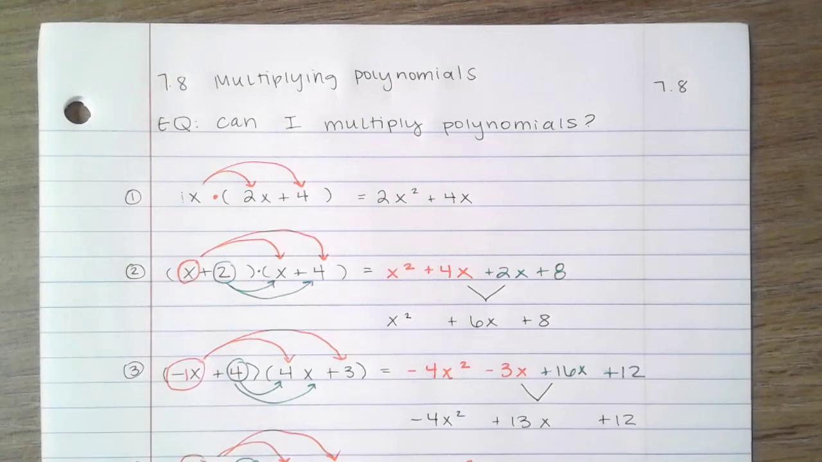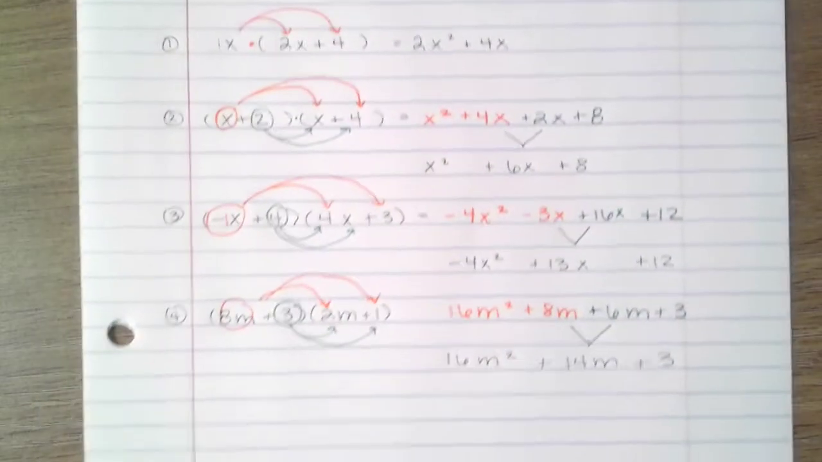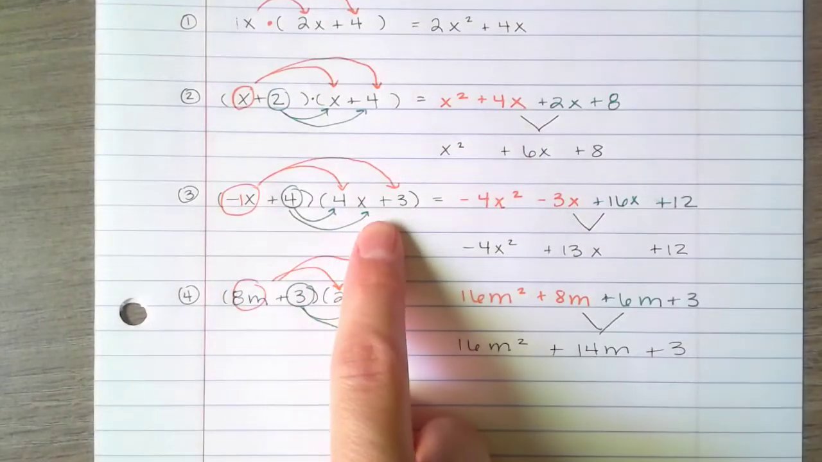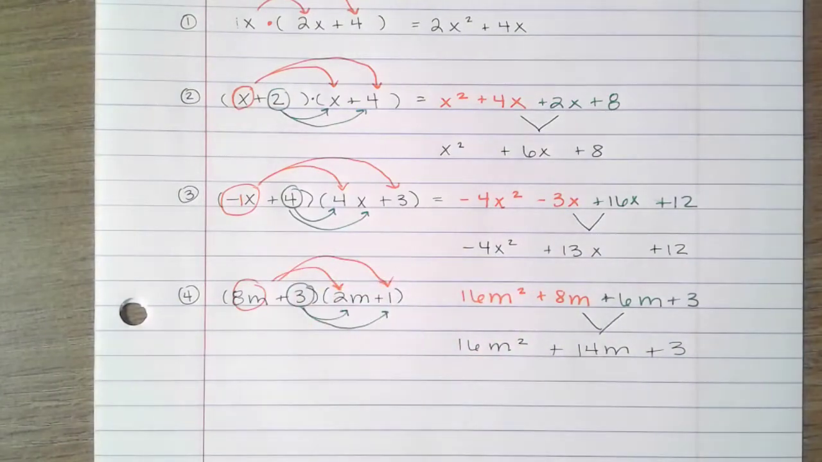Hello, algebra students. We are going to continue with 7.8 multiplying polynomials. We did a lot of binomial multiplied by binomial, and we're just going to show you a few different things that you might run into. So you might see a binomial multiplied by a trinomial, and the process is the same. So if you think, hey, I want to try this on my own, feel free to go try it first. But I'm going to go through 3 quick examples here.